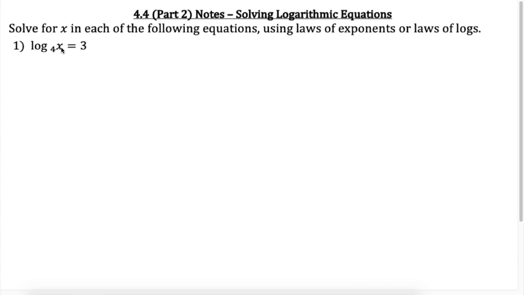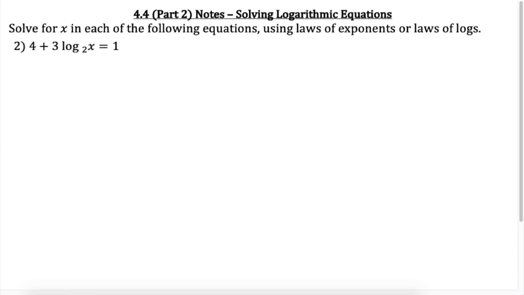Okay, if I've got log base 4 of x equals 3, we've talked about rewriting a log as an exponential. We would say the base of the log becomes the base of the exponential, and it would be 4 to the third power equals x. So now we have x by itself. 4 to the third power is just 64. Okay, so that's how we're going to solve a problem whenever we have a log equal to a number.